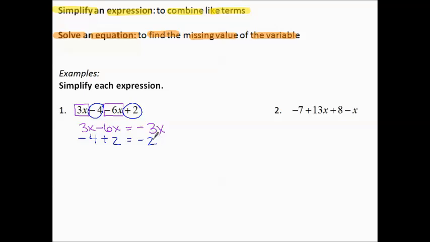I'm going to put these two together into one expression, and I have negative 3x minus 2 as my simplified expression. I know I'm done when I have no more like terms. I can check this. There's no other terms that have an x, and there's no other terms that have a constant. My expression is fully simplified. Let's take a look at another example.